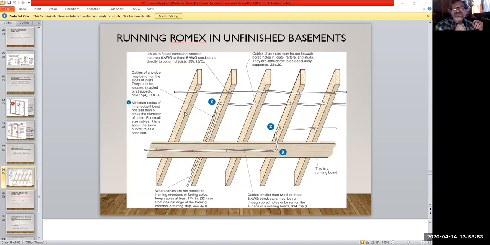So again, securely fasten. You've got to watch how you're routing. Certain runs are allowed, if you will. Watch for free hanging or too much sag, because if it has too much sag, it's like a grapple point, that type of thing. See how they got it routed through the joists and the holes there.